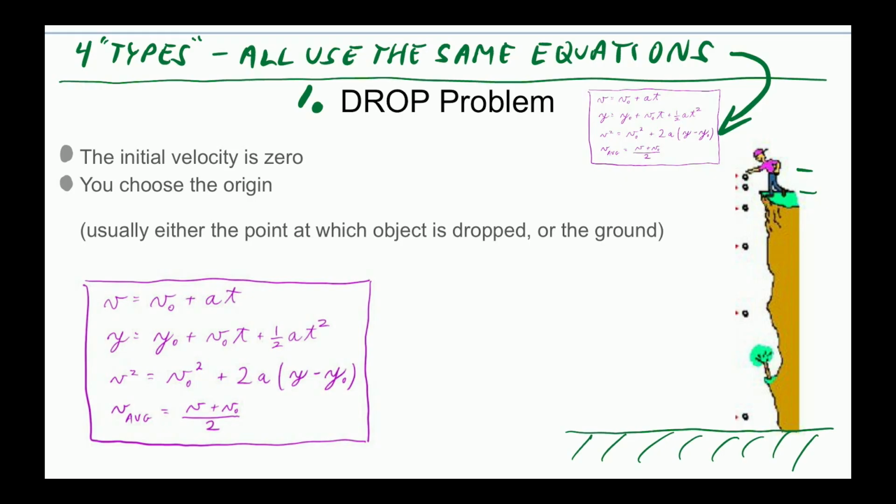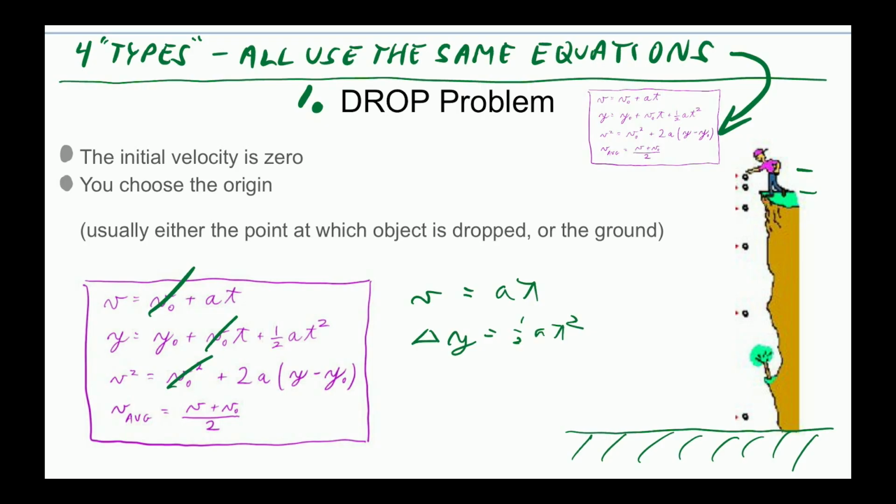Okay, so the first category we call a drop problem. What's special about that is the initial velocity is 0, so I can just cross out anywhere I see initial velocity. They don't count anymore. You could choose to rewrite these equations as v equals at, and I'll be fancy here, delta y equals 1/2 at squared, etc. But you don't have to do that. You can just use the original equations, and just remember, when you drop something, the initial velocity is 0, because it's starting from rest. Okay? So that is a drop problem.